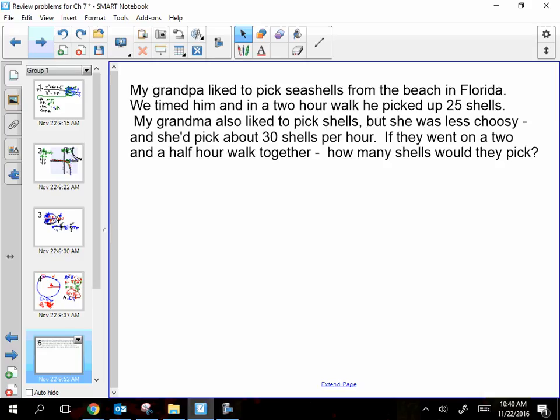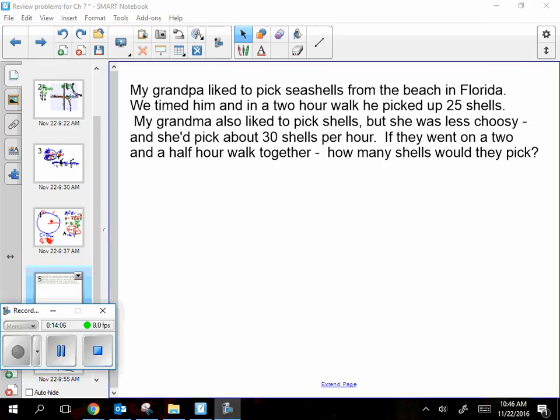And my grandma also liked to pick shells, but she was less choosy, and she'd pick about 30 shells per hour. If they went on a 2.5-hour walk together, how many shells would they pick? Remember, we've got a system for this. Rate plus a rate equals a rate. All right, figure it out. I'll pause for a second and give that a shot.